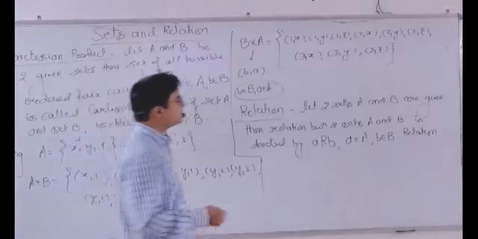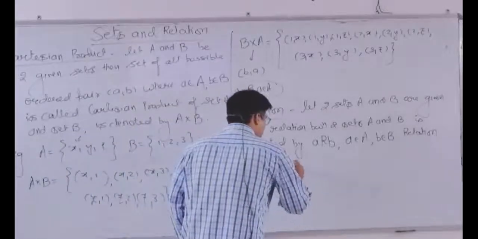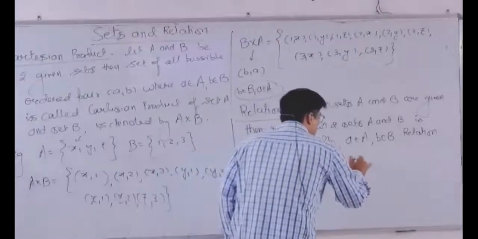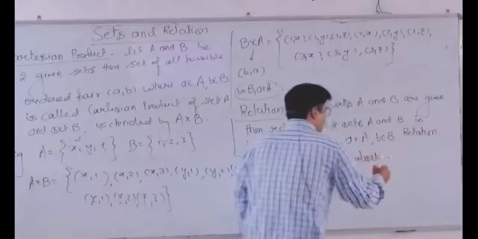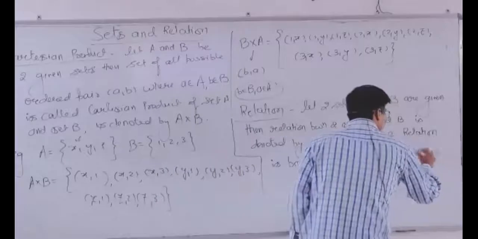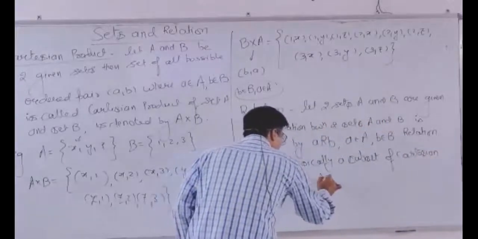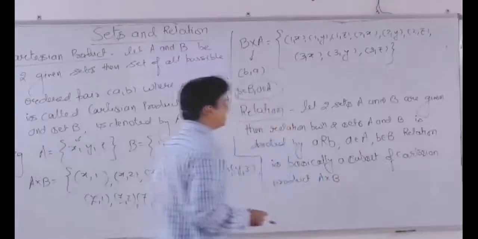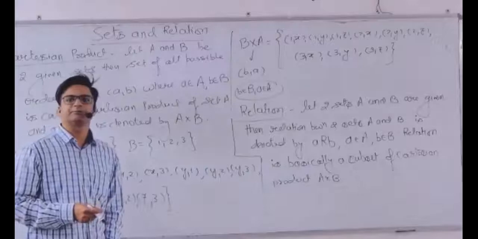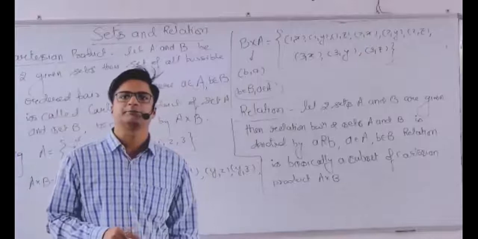So relation is basically a subset of Cartesian product A cross B. I will explain it also. Relation is basically a subset of a Cartesian product. It is basically a subset of Cartesian product A cross B.